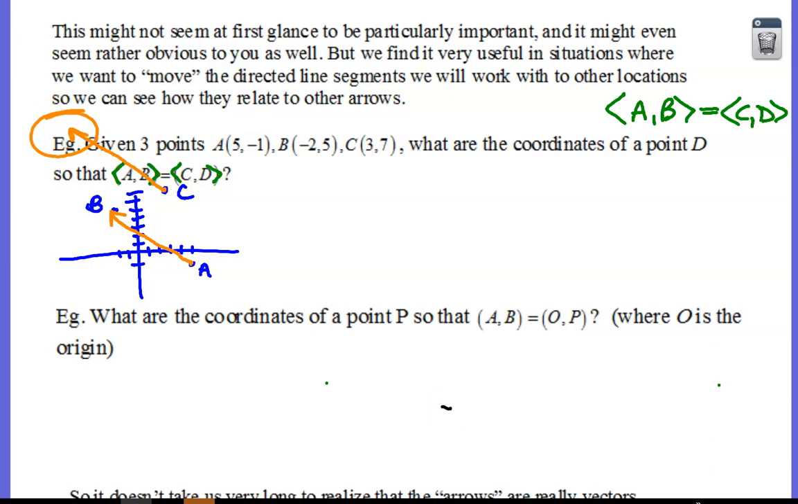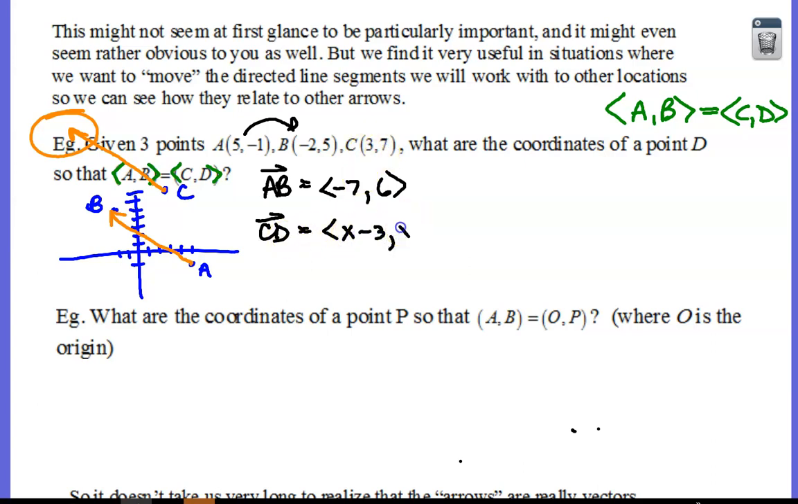What I would do is this. I would start by finding what my vector AB is made up of. So what is the change in x? Well, to go from 5 to negative 2, you'd have gone negative 7. To go from negative 1 to 5, you would have gone positive 6. So there are the components of the change in x and change in y. Okay, what would it be for C to D? Well, I don't know D, so I'm going to have to say it would be whatever D's x coordinate is, minus 3, and whatever D's y coordinate is, minus 7, right?